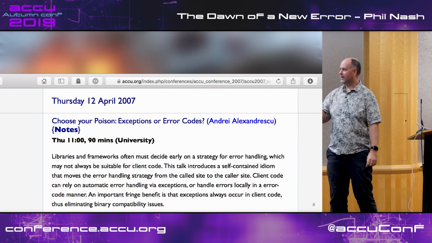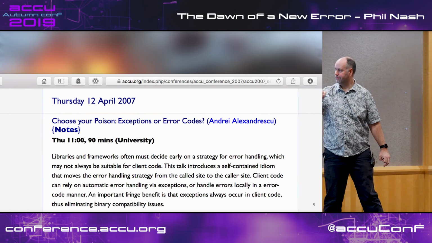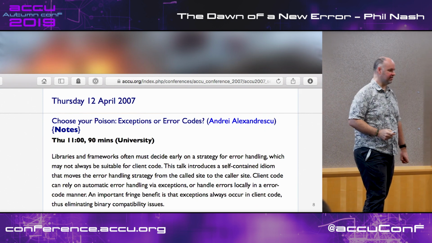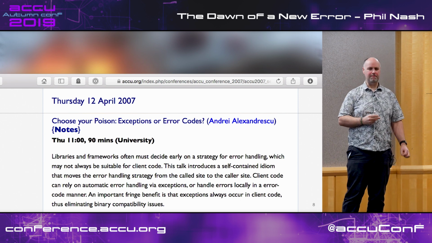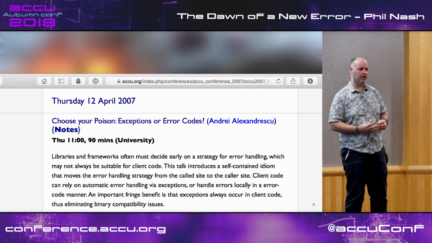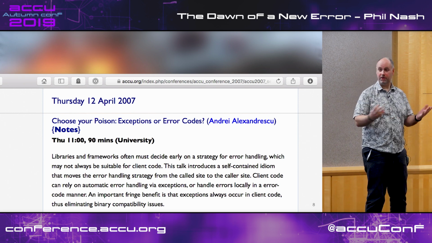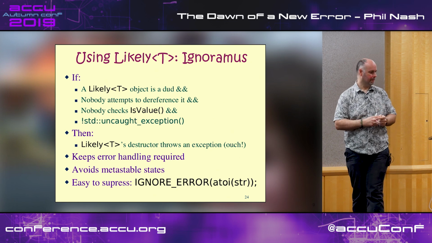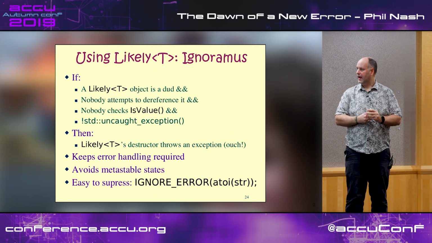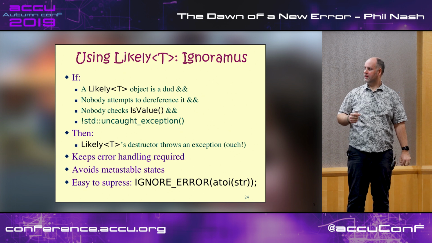I first heard about it, I think back in 2007, in a talk by Andrei Alexandrescu. Choose your poison, exceptions or error codes. The idea being, not always one is the right choice over the other. Be nice to have the choice. And it really centered around this template, likely T, and had a number of different properties.